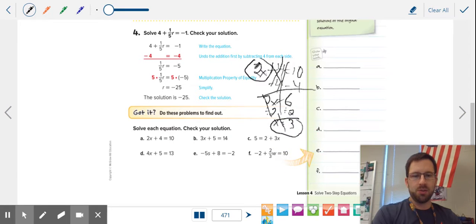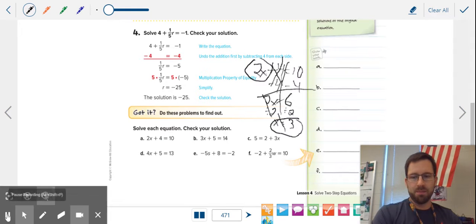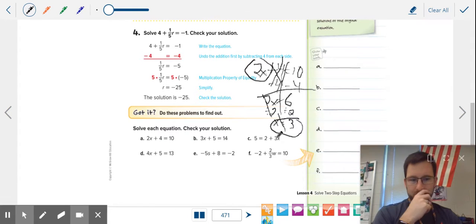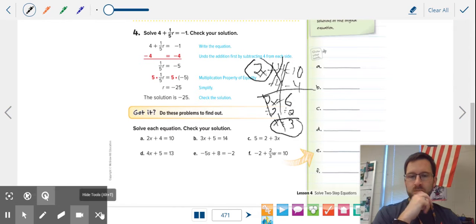Let's check it to make sure it works. 2 times 3 is 6, plus 4 is 10. Got it. These equations are just like it. I'm not going to do all of them. The only difference here is that the variable's on this side. Otherwise, it's the same.